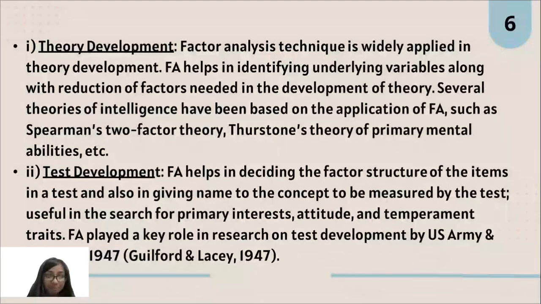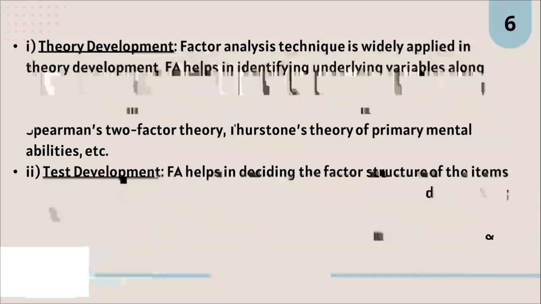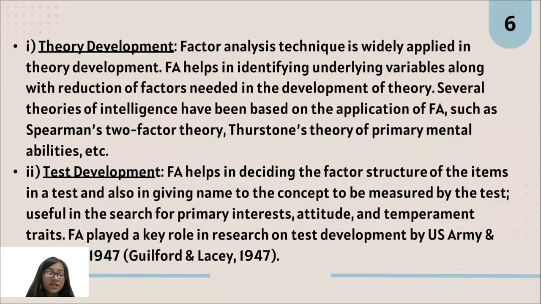Factor analysis technique is used to identify underlying variables and reduce those variables into the number of factors required for a theory. For example, there are theories of intelligence like Spearman's two-factor theory, Thurstone's theory of mental abilities, and Guilford's model of intellect. These are theories which were developed using factor analysis. Factor analysis is used to determine the factors underlying variables and to club the overlapping variables into a single factor and then form a theory.